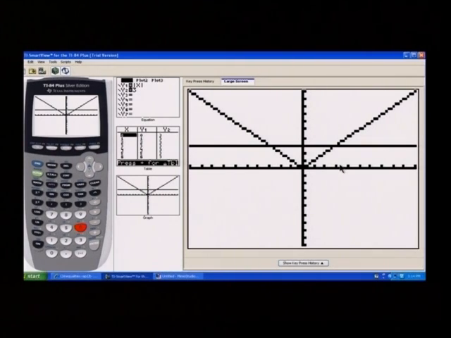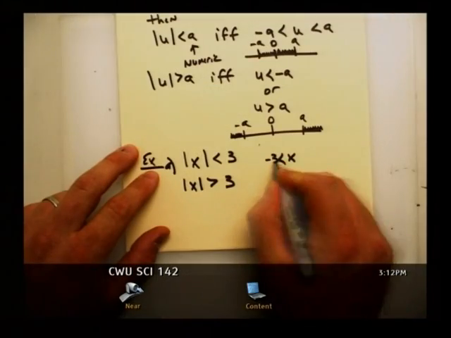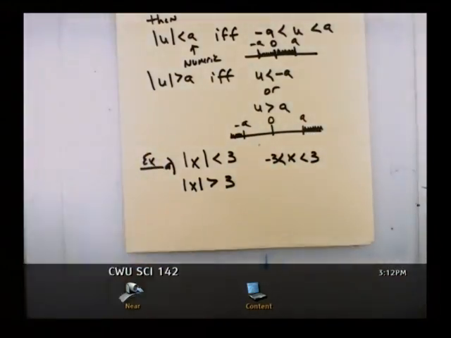Now for the first one, for part A, we wanted to know where is it less than 3. So here's the line y equals 3. Here's our function, absolute value of x. Where is it less than 3? Well, it starts right here. Here's the first part that it starts to be less than 3, continues to be less than 3 up here. So where does it go from? It starts here at -3 and goes all the way to x equals 3.